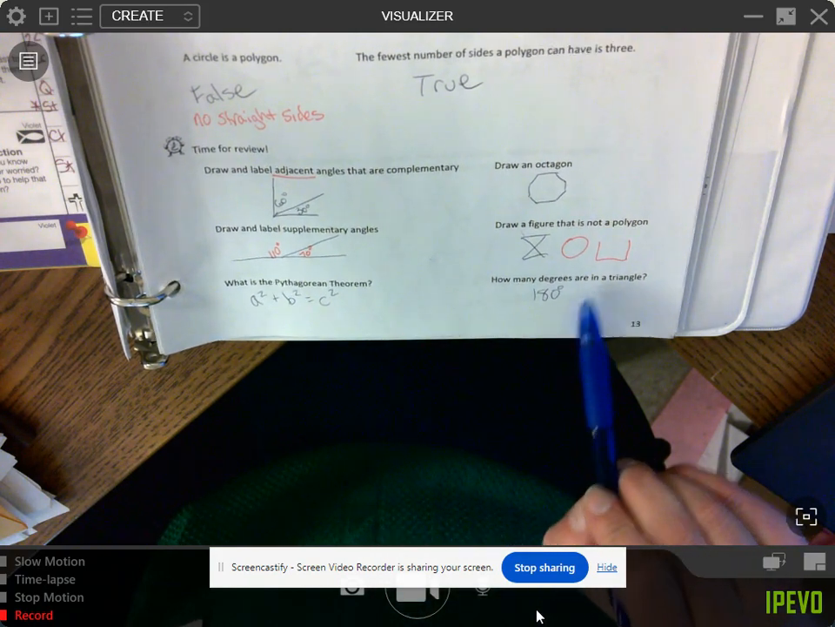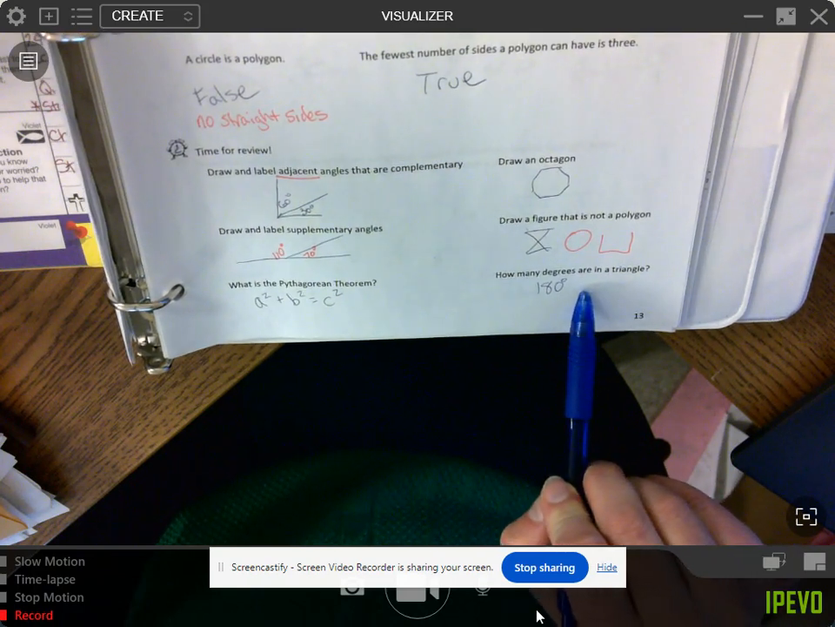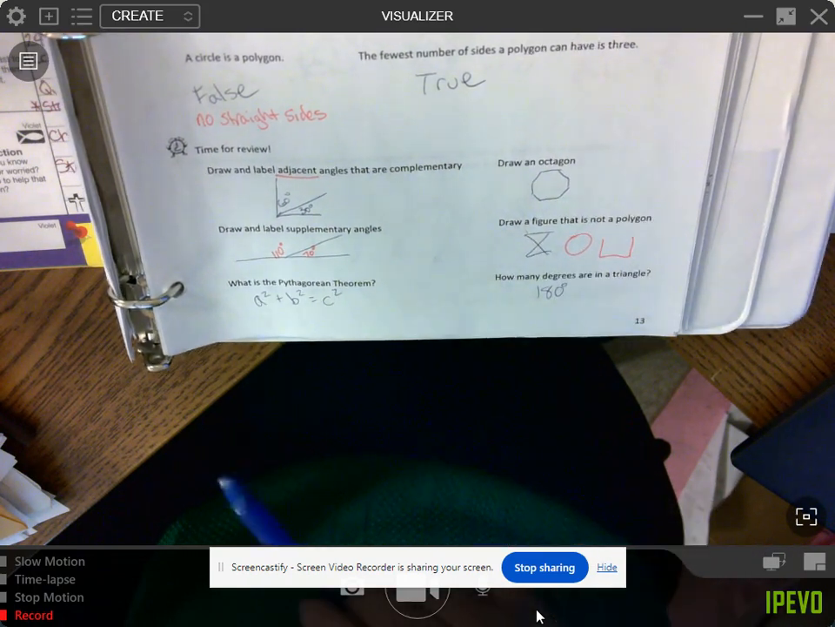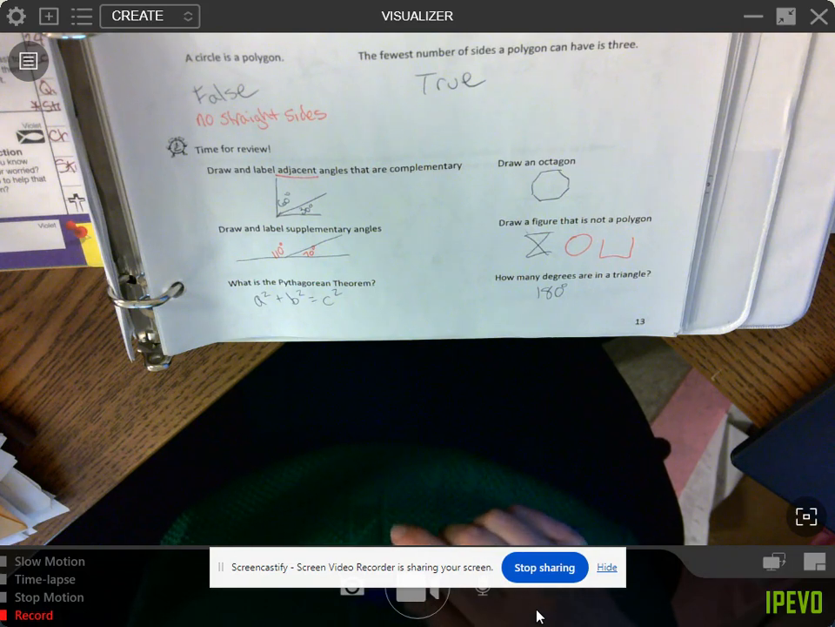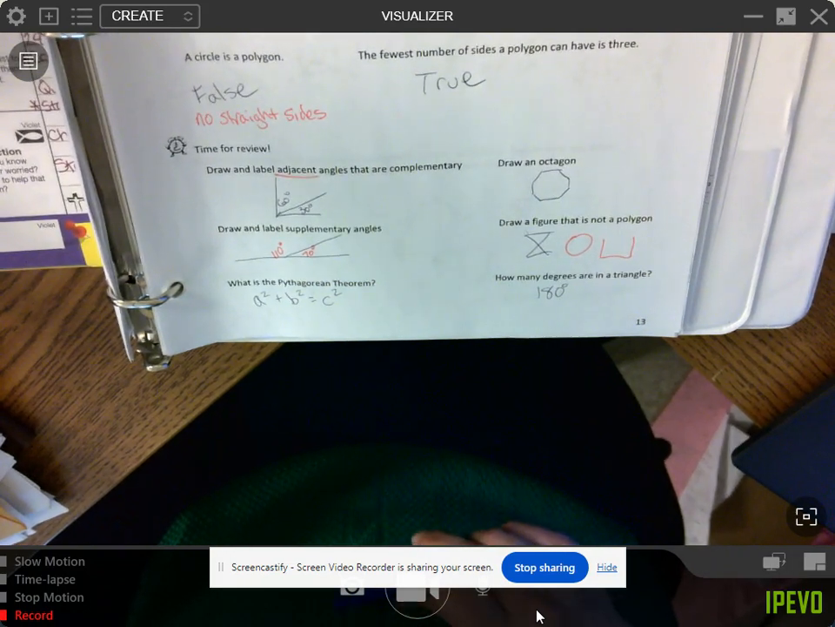How many degrees are in a triangle? Always, always, always 180 degrees. How many degrees are always, always, always in a quadrilateral? 360 degrees, because a quadrilateral is two triangles put together.